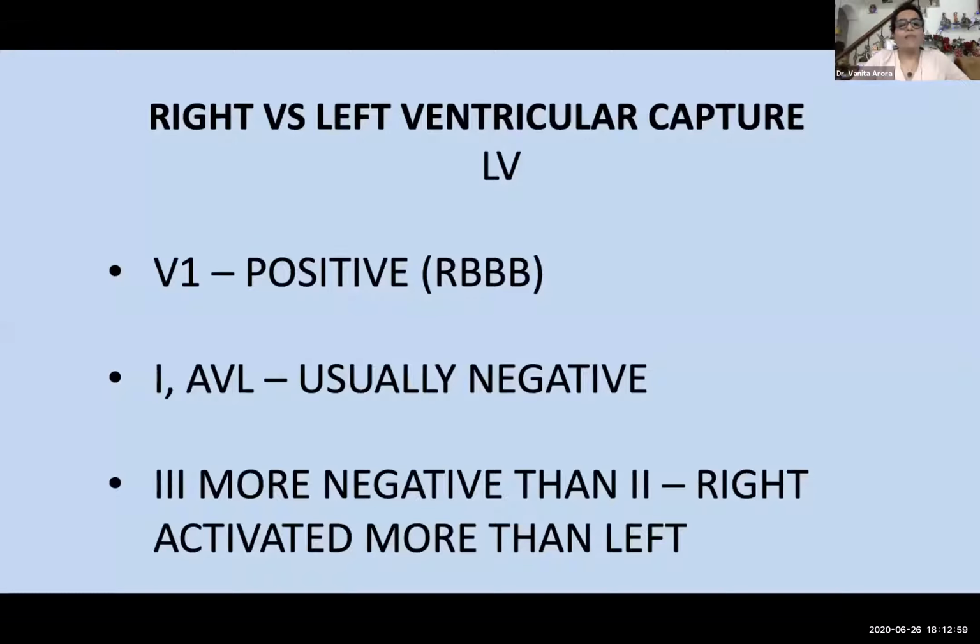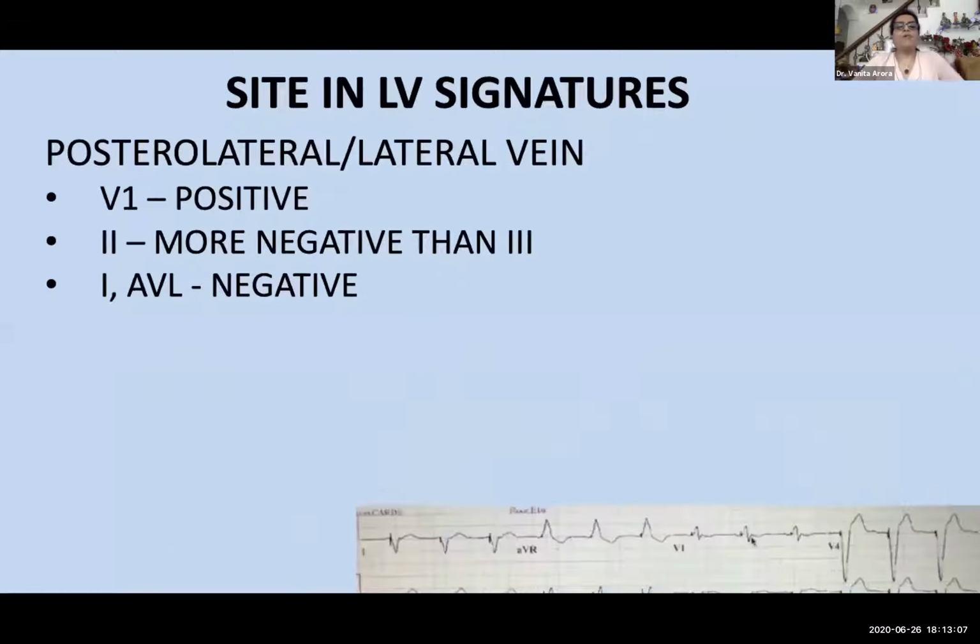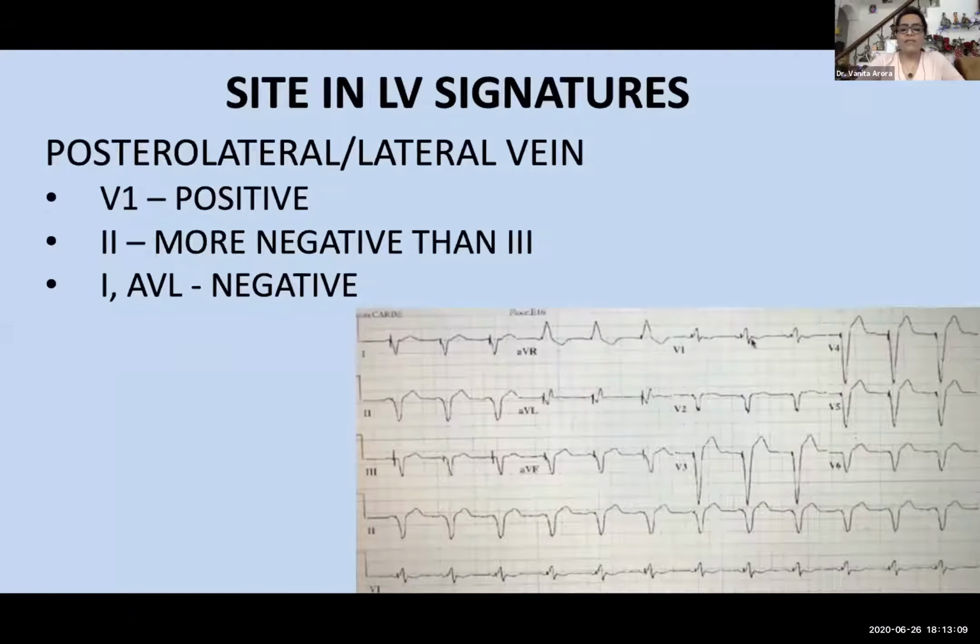But if you have lead 3, which is more negative than lead 2, then right is activated more than left. Please keep a note on that. But if you have it in a good posterolateral vein, this is how your ECG would look like. Your V1 will be positive or biphasic. The lead 1 will be negative. And you look at this, 2, 3, aVF is negative, but look at lead 2 being more negative than lead 3, which means that it is the left side which is activated early.